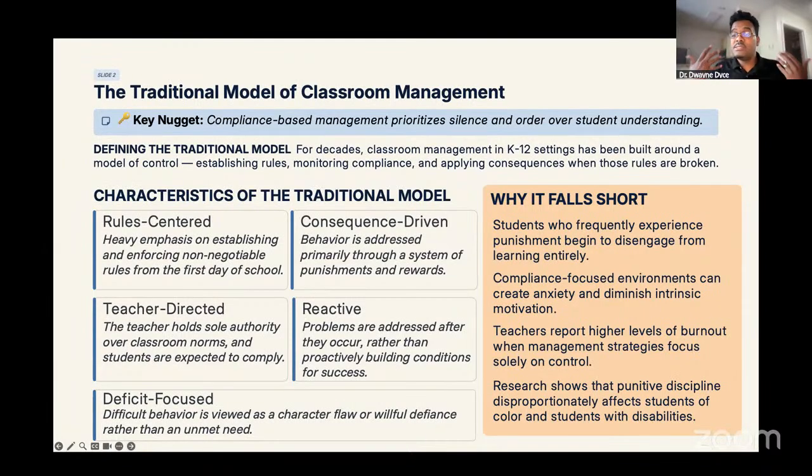Because my own self is to get the students to stop talking, to get the students to sit and be quiet. The other thing is research. When we look at research and when you dig deeper into this strategy that we're talking about here, research shows that punitive discipline disproportionately affects students of color and students with disability.